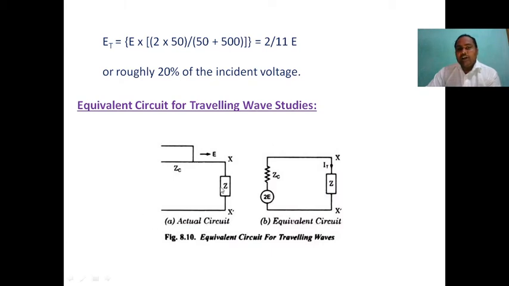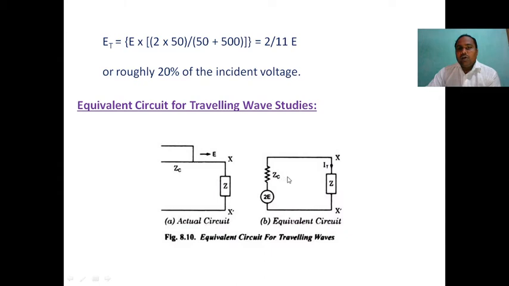Once again I repeat, by using Thevenin's theorem we can draw the equivalent circuit. If you open the terminals X and X dash, we get the voltage two times E by using the doubling effect. Where we remove the Z, from that onwards we find the Thevenin's resistance. We have only one impedance, that is ZC. So the Thevenin's resistance and Thevenin's voltage are connected in series. That will add to the load impedance Z. This is the actual circuit. This is the equivalent circuit for traveling wave studies: 2E, ZC and Z, with the transmitted current IT.